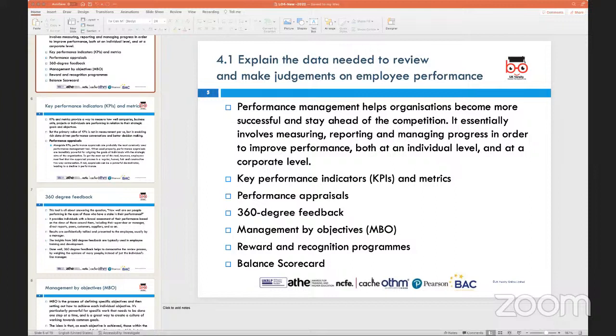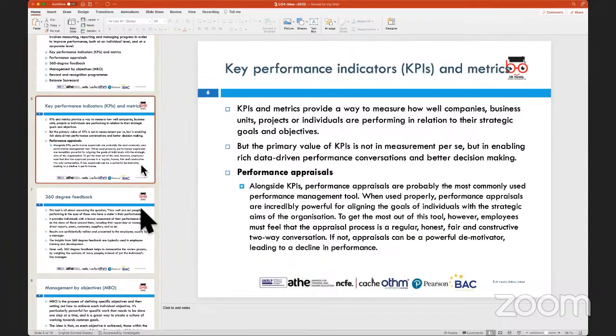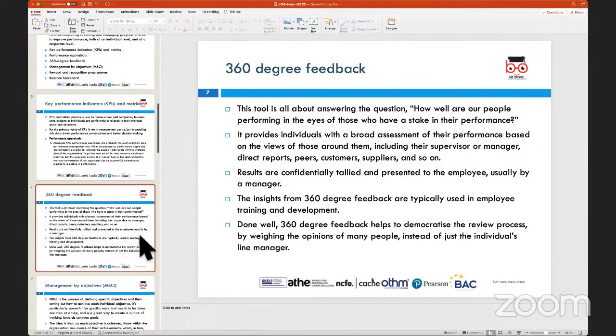Management by objective is primarily a process wherein specific objectives are defined, and these objectives are then used to identify particular goals which need to be completed by employees.